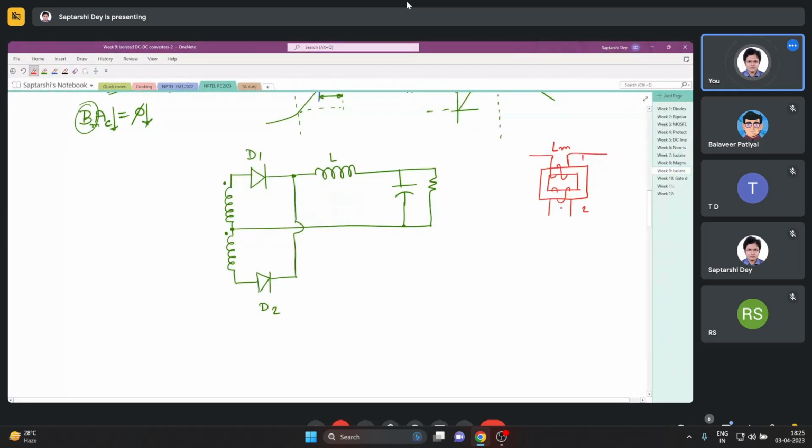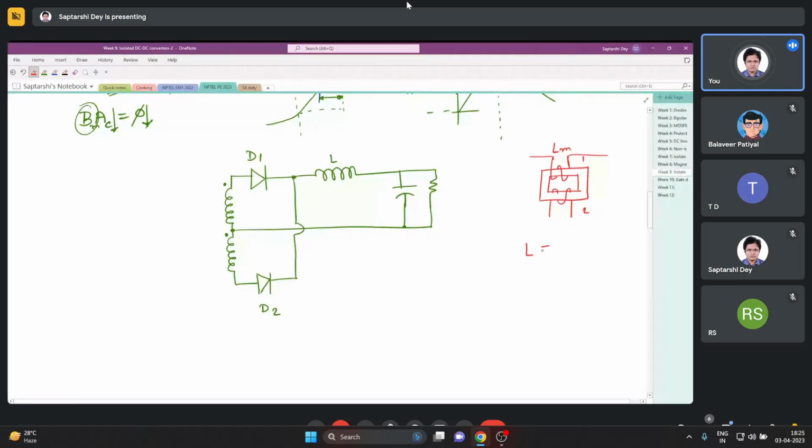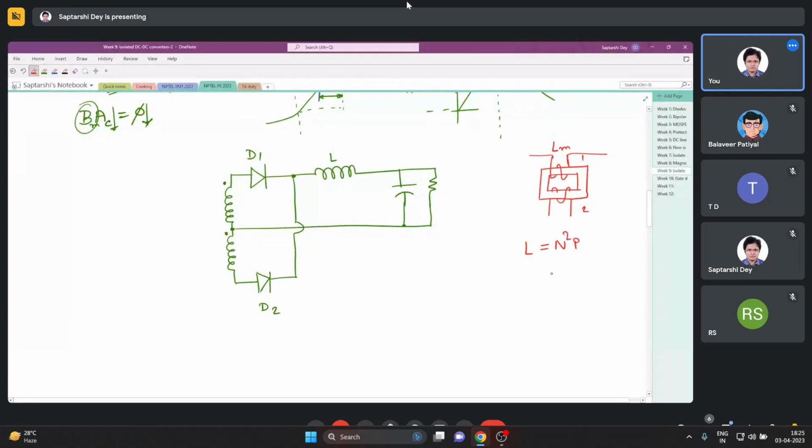That is nothing but Lm. Now, what is L? Inductance. Inductance is n squared times permeance. Now, what is permeance? Permeance is completely a geometrical parameter.